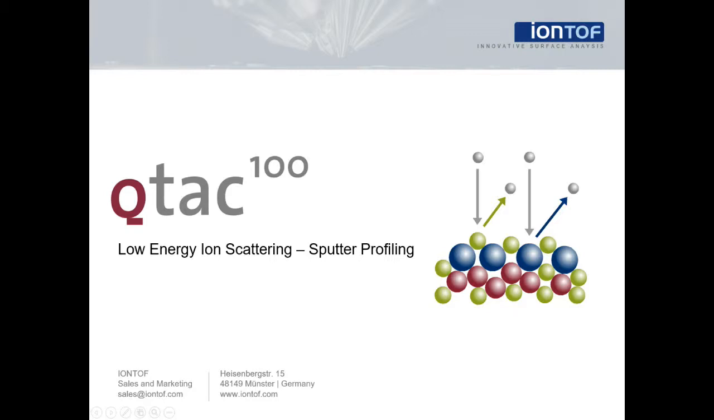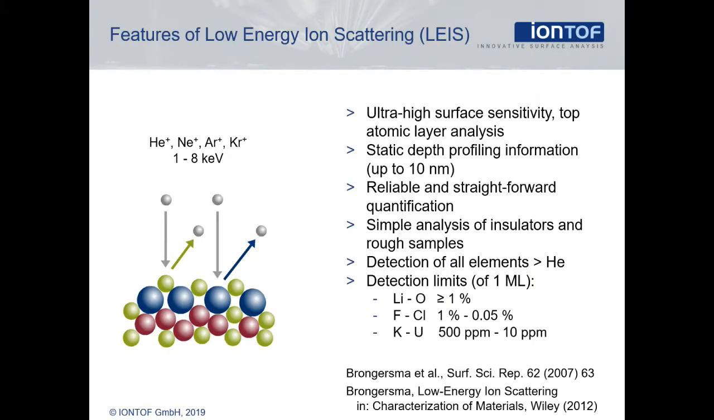Welcome to this short introductory presentation about sputter profiling in low-energy ion scattering, also called LEIS. LEIS is usually applied for the analysis of the outer atomic layer with ultimate surface sensitivity. The elemental composition of this layer is determined quantitatively.